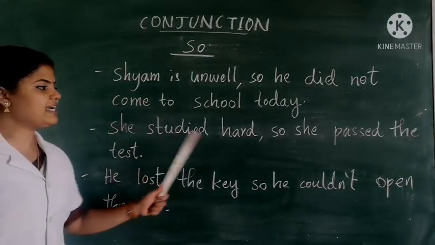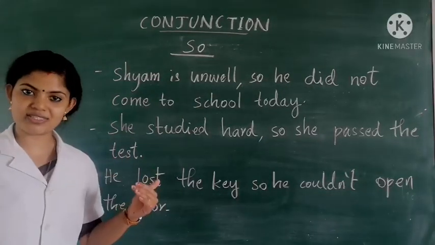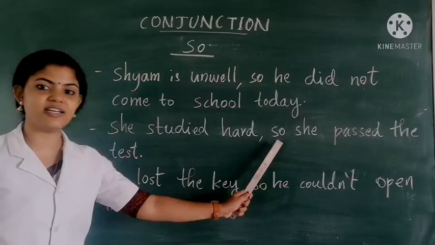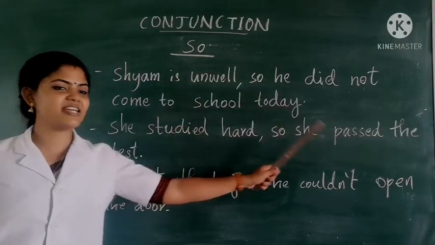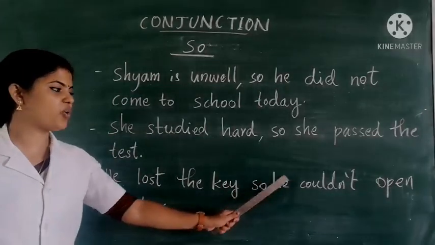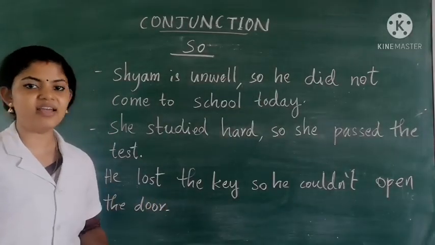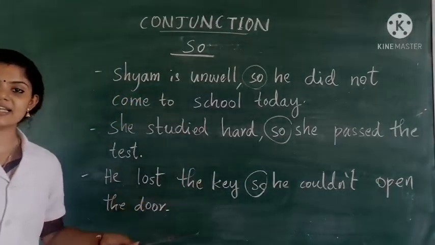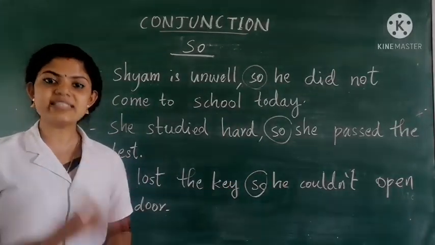Next one. She studied hard, so she passed the test. She studied hard. That is the cause. So that is why she passed the test. Here also we use the conjunction so to connect different sentences. One sentence is the cause and the next sentence is the result or effect of that cause. He lost the key, so he couldn't open the door. He lost the key, that is the cause. As a result, as an effect, he couldn't open the door. So we use the conjunction so to connect different sentences, and the first part will be the cause and the second part will be the effect or result of that cause.